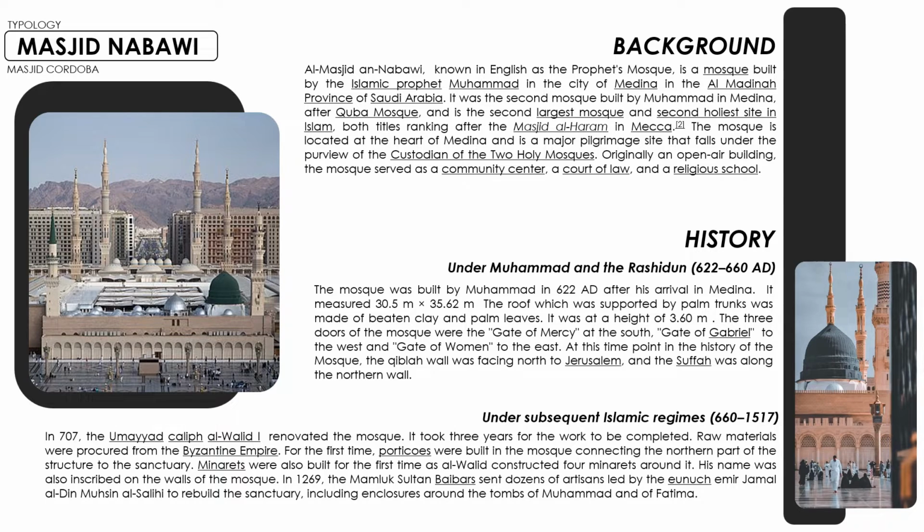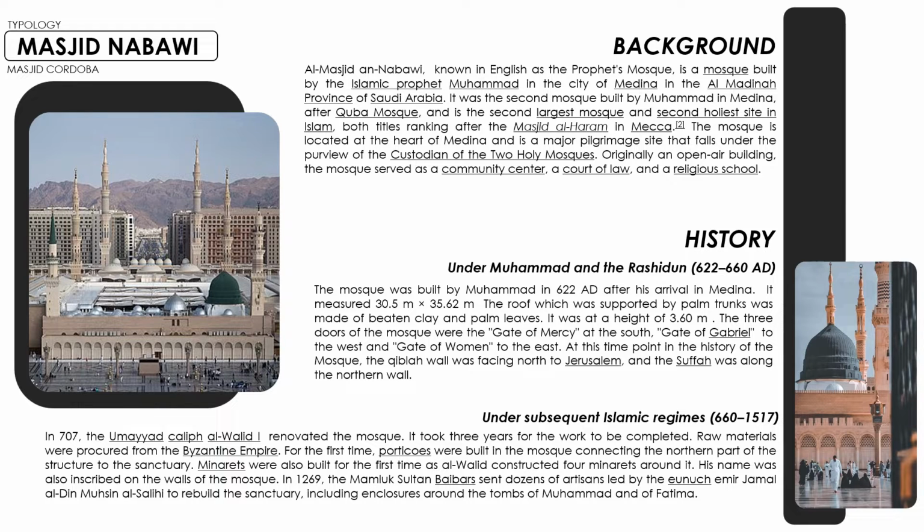Okay, now I'm gonna talk about Al-Masjid An-Nabawi. Al-Masjid An-Nabawi, known in English as the Prophet's Mosque, is a mosque built by Islamic Prophet Muhammad in the city of Medina in the Al-Madinah province of Saudi Arabia. It was the second mosque built by Muhammad in Medina after Quba Mosque and is the second largest mosque and the second holiest site in Islam, both titles ranking after the Masjid al-Haram in Mecca.